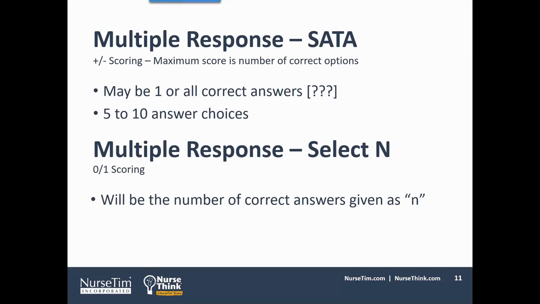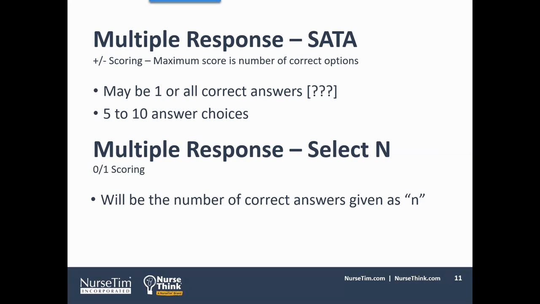That is a possibility. Now, these questions are going to be scored with what's called a plus-minus scoring rule. And that means that if I've got 10 answer choices, and 5 of those 10 are correct answer choices, that question will be worth 5 points. Okay, so the student can earn 1 point for each correct response.